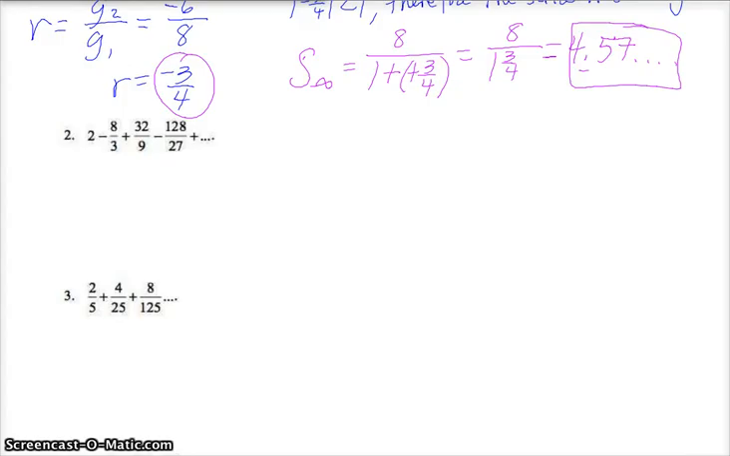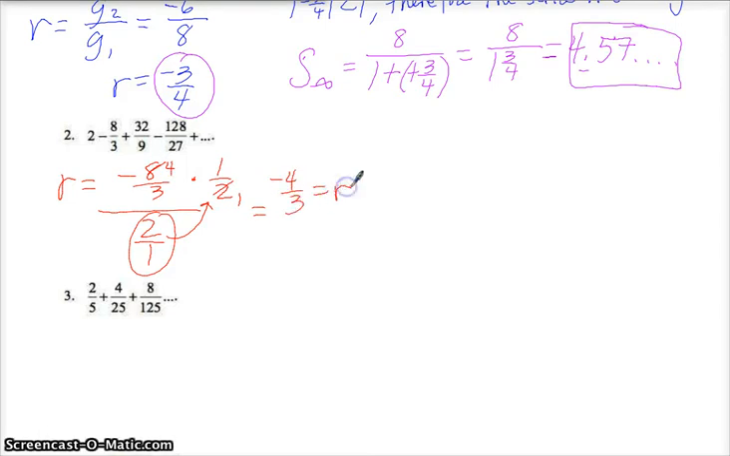The first thing we would do is find the common ratio. So I take the second term and divide it by the first term. Dividing by 2/1 is the same as multiplying by its reciprocal. So I'm going to take this, turn it upside down. So -8/3 times 1/2. The 2 goes into the 8 4 times, or you can use your calculator to do this. So my common ratio is -4/3.